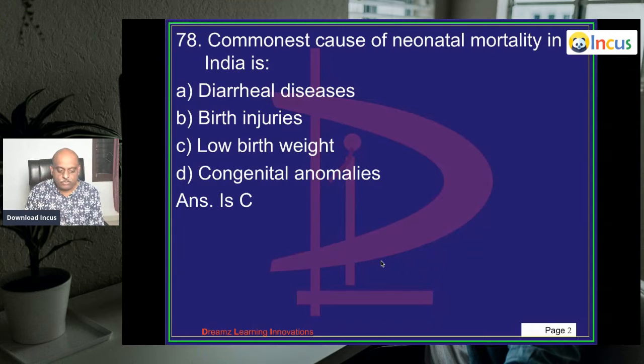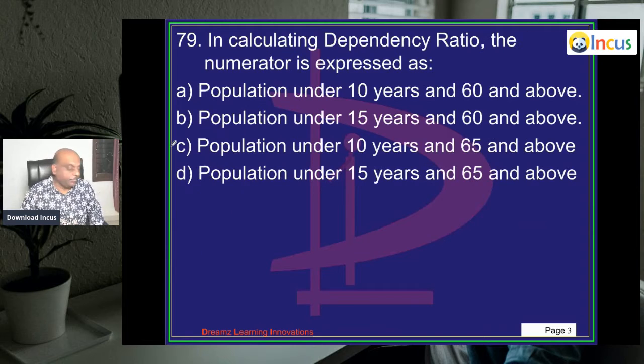The commonest cause of neonatal mortality is low birth weight, is what you need to remember. The low birth weight. So the neonatal, post-neonatal mortality, everything you have to be 100% sure.